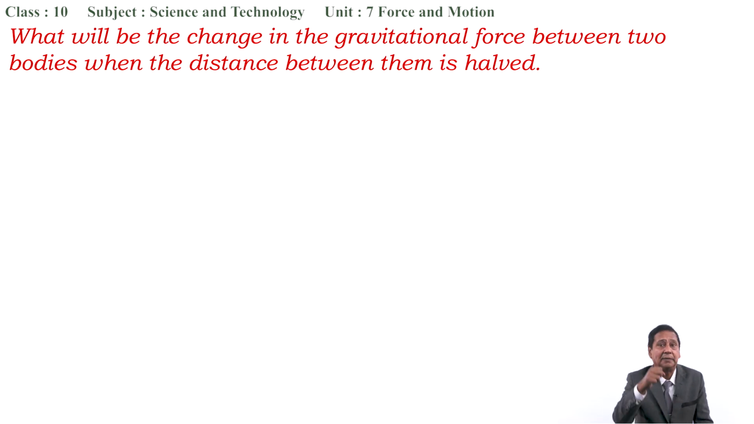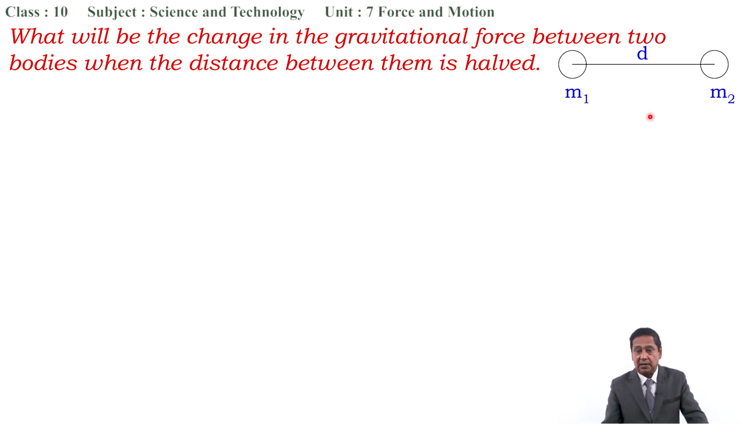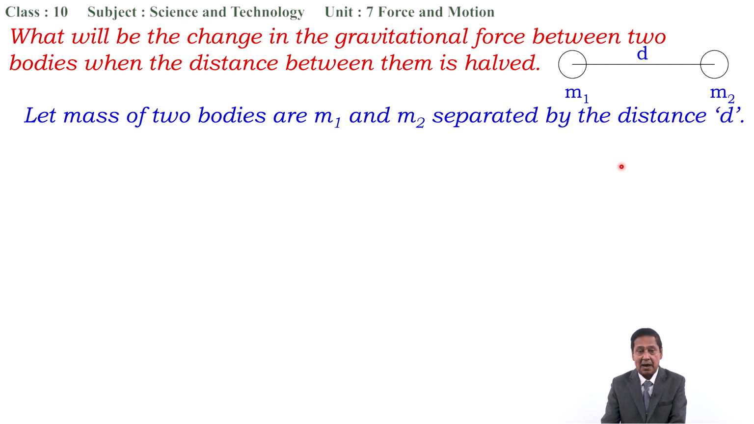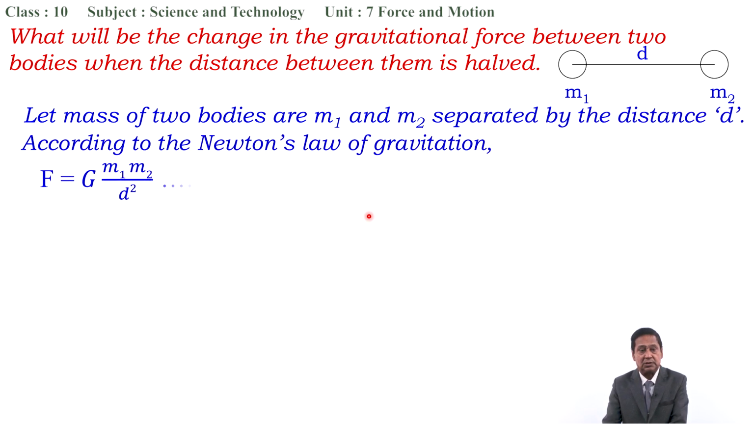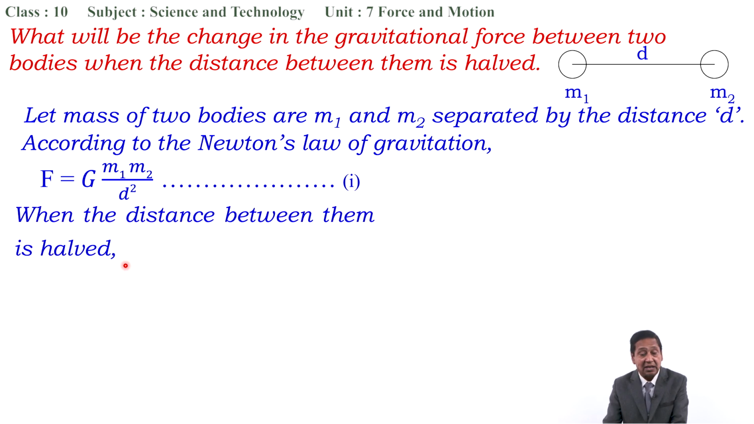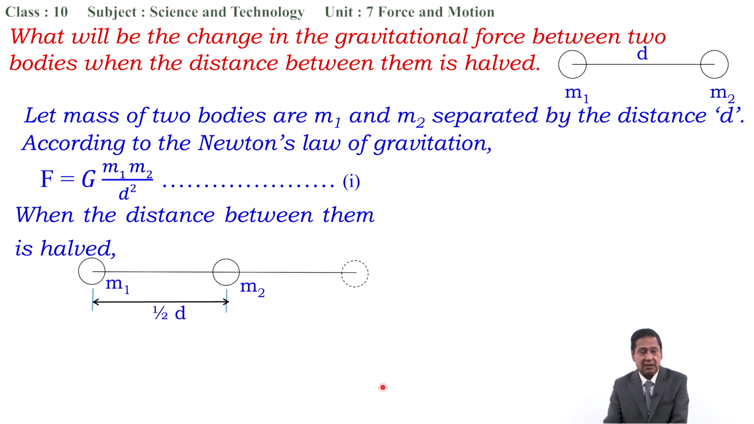If the distance is halved, then what happens? What will be the change in the gravitational force between two bodies when the distance between them is halved, decreased? In the same way we can write m1 and m2, separated by distance d. According to Newton's law of gravitation, G m1 m2 by d square is the first equation. When the distance between them is halved, instead of d we are writing half d. Let's say previously the body was in this position, now taken to this position, the distance is half.